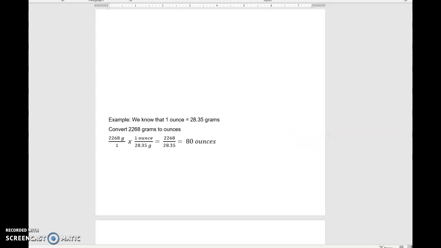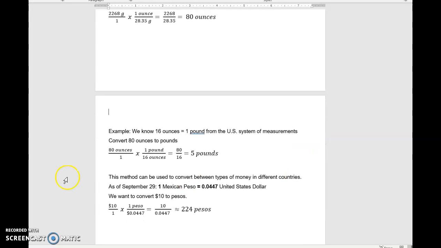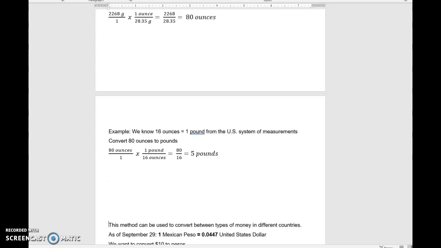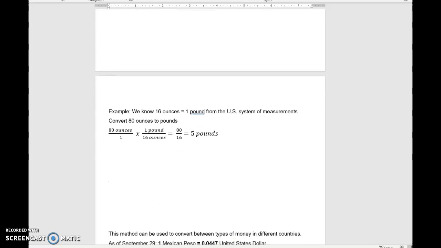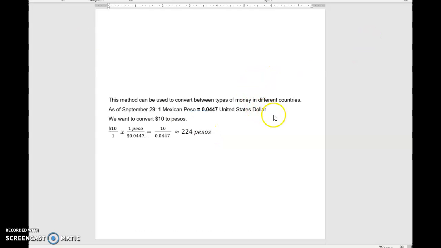And going on a little bit further than that, what if I now wanted to know how many pounds that particular problem was? Well, we know 16 ounces is equal to 1 pound from the U.S. system of measurements. So to convert the 80 ounces to pounds, put 80 ounces over 1 times 1 pound over 16 ounces. Do a multiplication, I get 80 over 16. Simplify, I get 5. And since I was going to pounds, I got to make sure I put pounds as my answer.